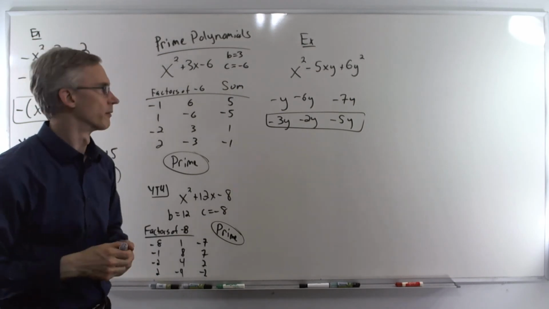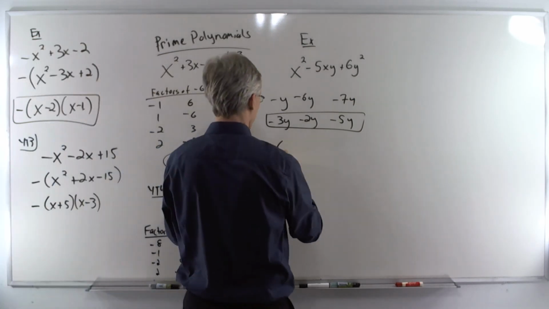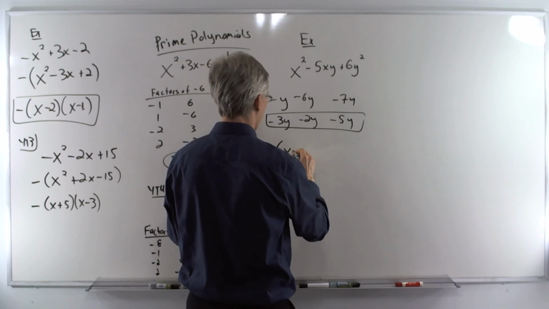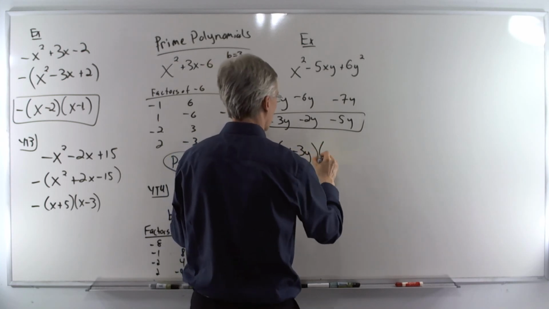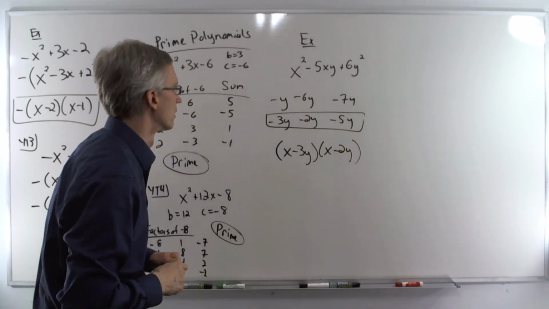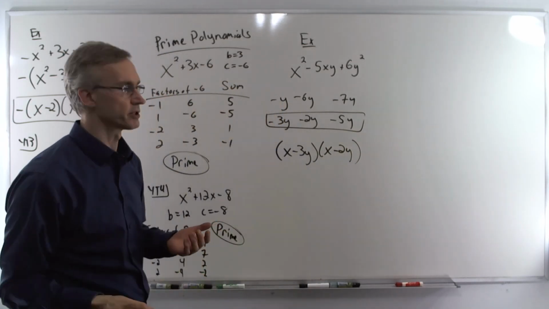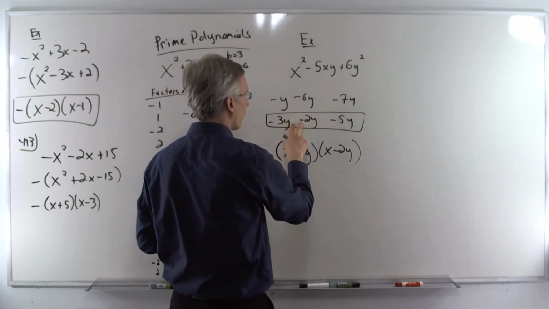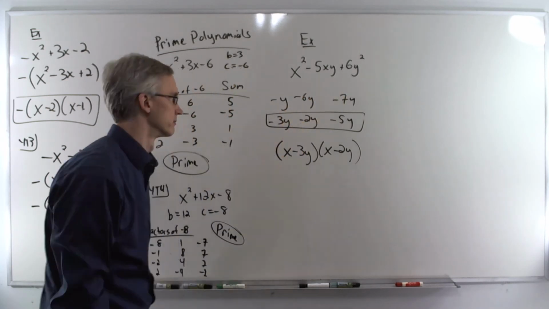Alright, so that's our pair. Now we just fill them in exactly as we did before: x minus 3y and x minus 2y. So the process is exactly the same. You just have to remember to split it up into two y terms instead of just numbers.